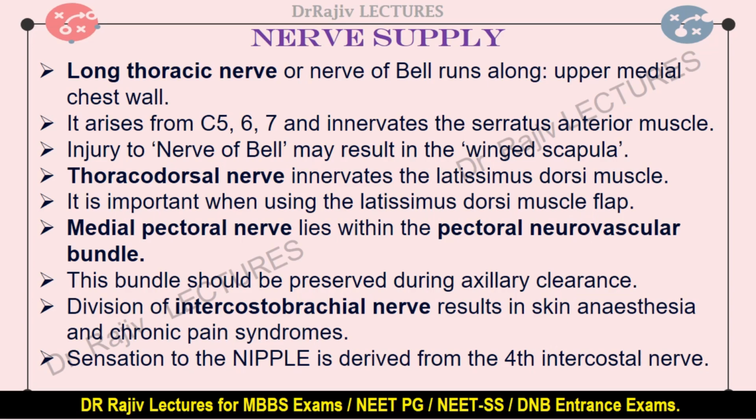Lymphatics also run along the intercostobrachial nerves, and sacrificing these nerves with their associated lymphatics may lead to lymphedema of the chest wall. Sensation of the nipple is derived from the fourth intercostal nerve.